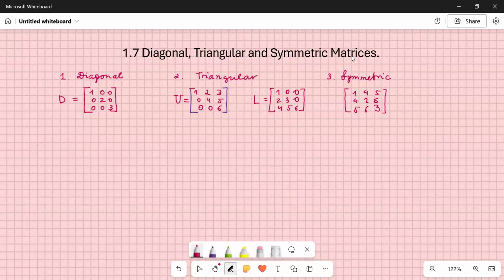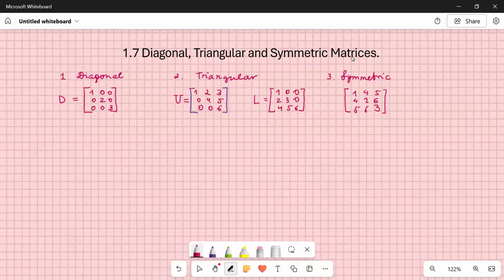Hello, everyone, and today we are going to continue our series of lectures, lecture number 7, where we are going to talk about three special types of matrices: diagonal, triangular, and symmetric matrices. I'm going to start with very short definitions, which I'm going to just give as examples.